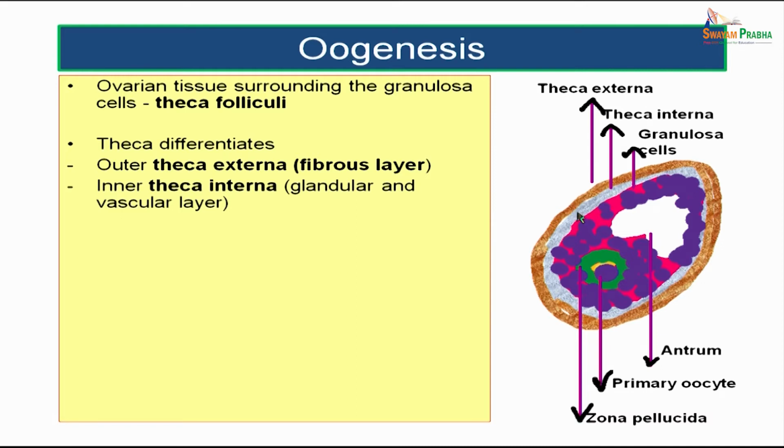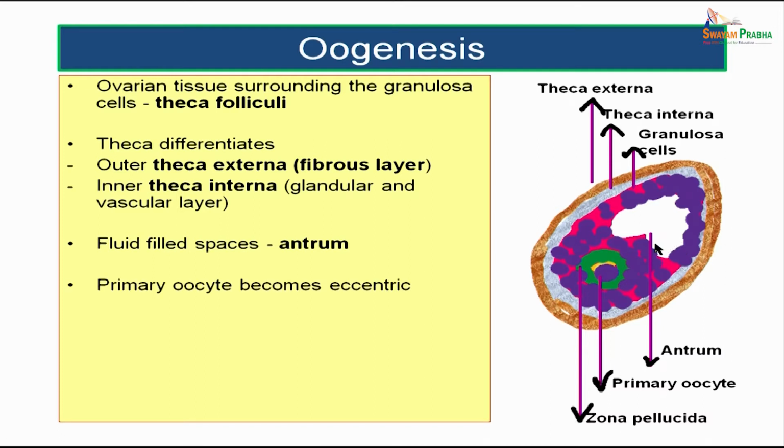So, these two layers are actually formed by the ovarian tissue surrounding the follicle. Now, we can see that in the granulosa cells, there are some spaces developing. There are very fine spaces in the beginning, which later coalesce to form a larger space. This larger space is known as the antrum.